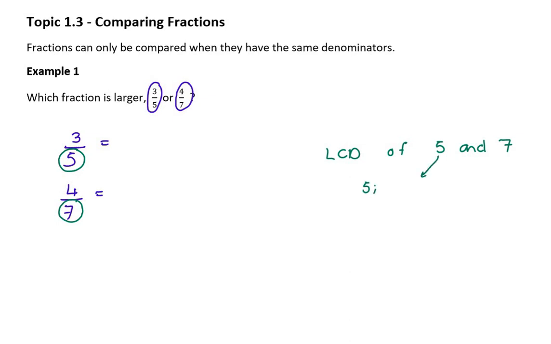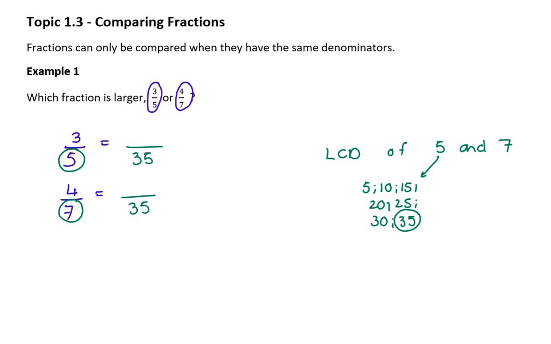The multiples of 5 are 5, 10, 15, 20. None of these does 7 go into. So I can just keep on going until, what do you know, 35, which is 5 times 7. So in this case, 5 times 7, which is 35, is the lowest common denominator.